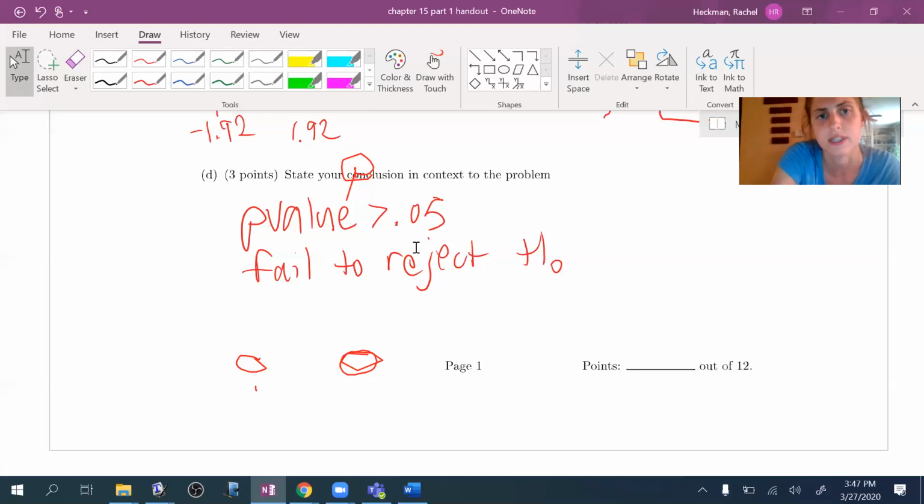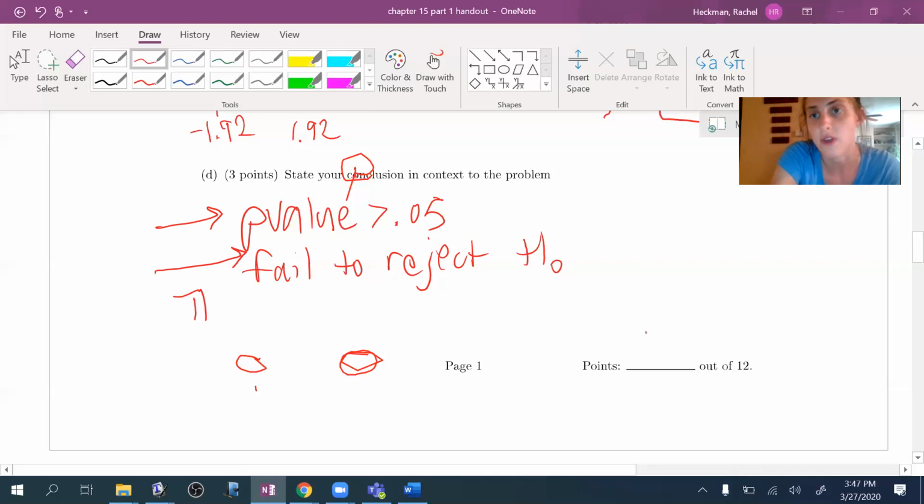So I'm going to write a little sentence about that. Always, I want you to write whether your p-value is bigger or smaller than 5%, and then whether you reject your null hypothesis or fail to reject your null hypothesis. And then write a sentence. So usually when we fail to reject something, I start off by saying there's not enough evidence.